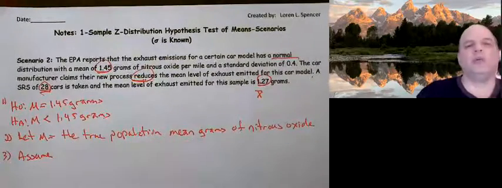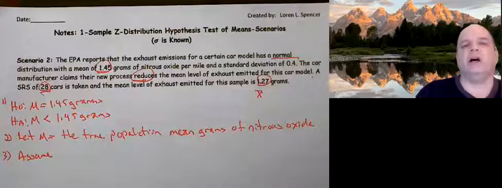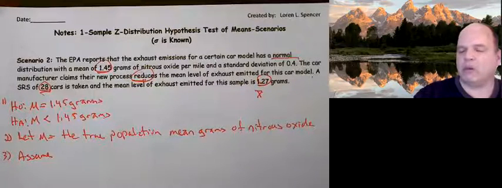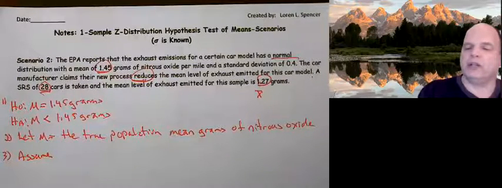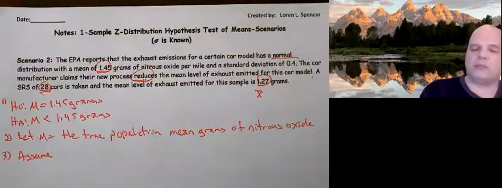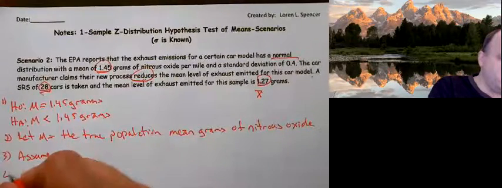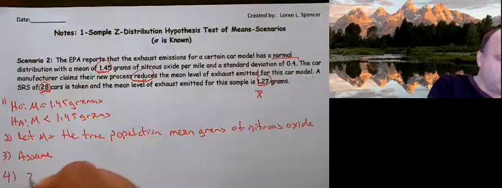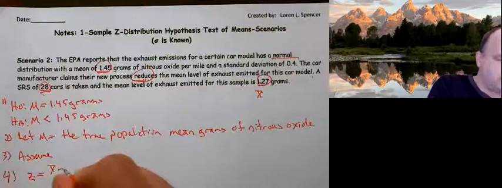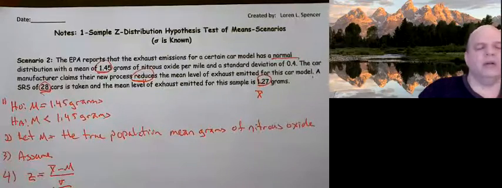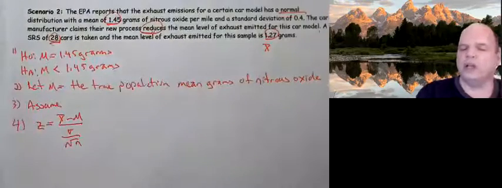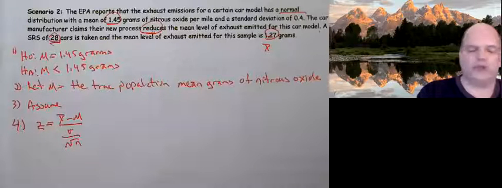The next thing are the conditions, which we're assuming to be true. And they told us they were normal. They also said that it was a simple random sample, and we can assume that there's a lot more cars than 280 of these vehicles. So the next thing is write the equation. So our equation is Z equals X bar minus mu over sigma divided by the square root of N. And then we're supposed to draw a graph and shade.